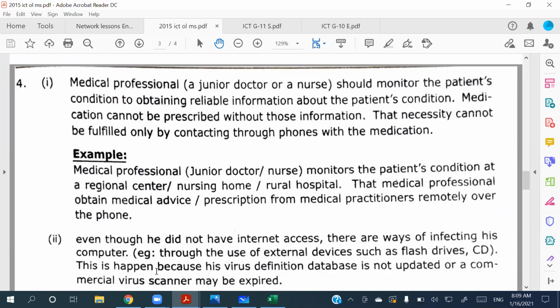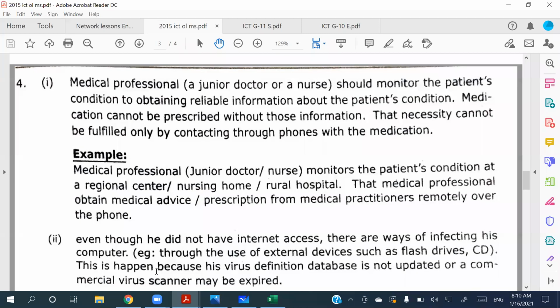So you have to say medical professional, a junior doctor or a nurse should monitor the patient conditions to obtain reliable information about the patient's condition, right? So medication cannot be prescribed without those information. That necessity cannot be fulfilled only by contacting through the phone with the medication. So something like that, right? That idea should be there, right?